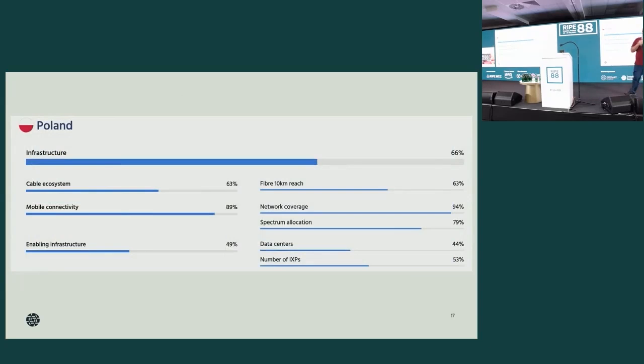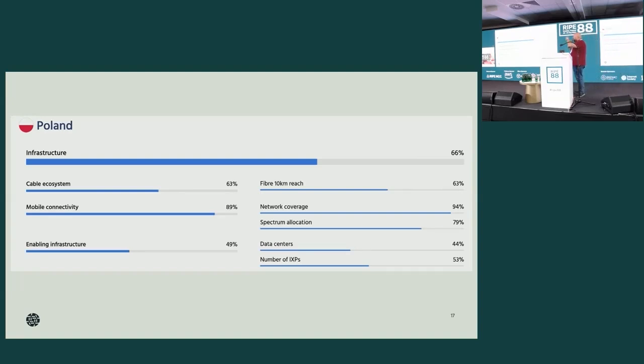This is what it looks like for a country like Poland. As you can see, it's high level. For example, Poland scores 66% in relation to the infrastructure. This is very easy to use to compare between countries, and very easy for you to convince the people that you work with that we need to invest more in infrastructure in this country.